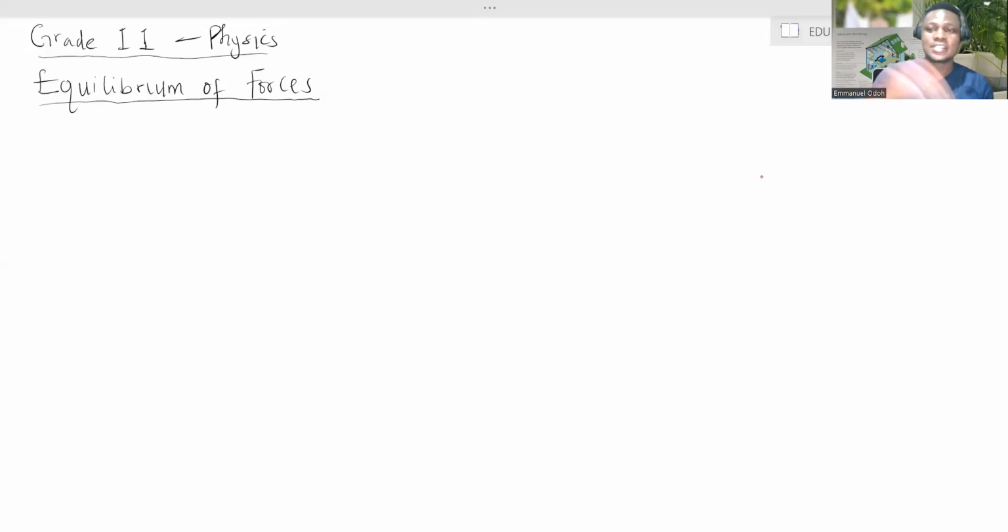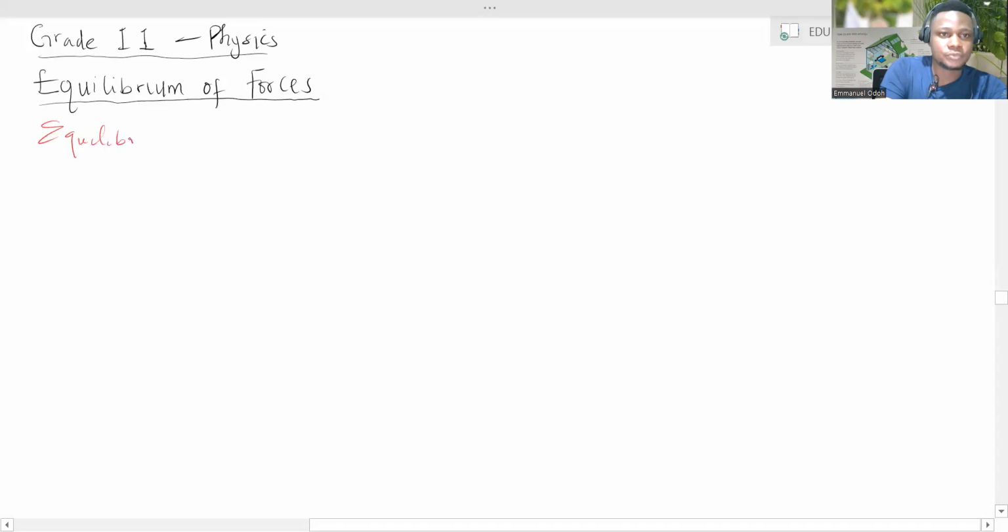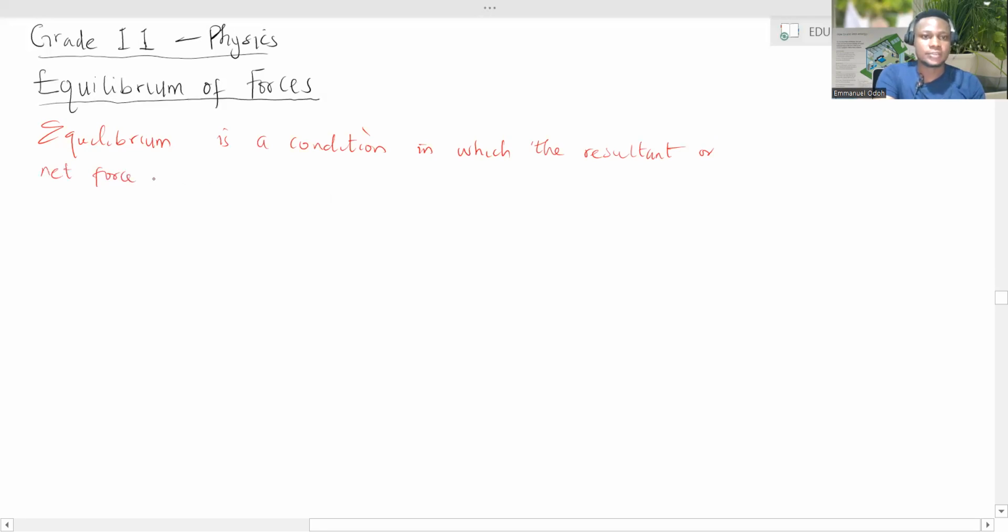Okay, let's get to the physics aspect of it. So equilibrium is a condition in which the resultant or net force acting on a body is equal to zero.